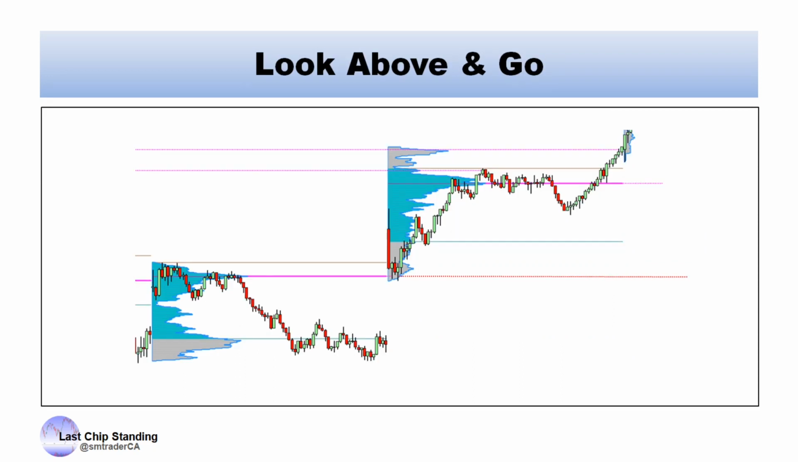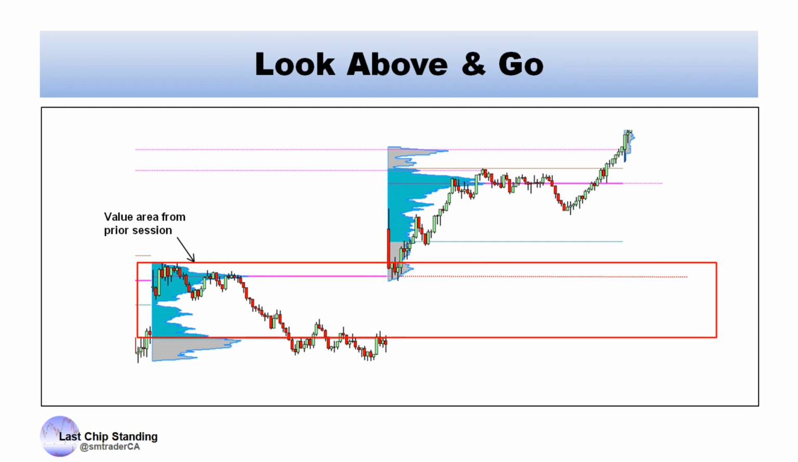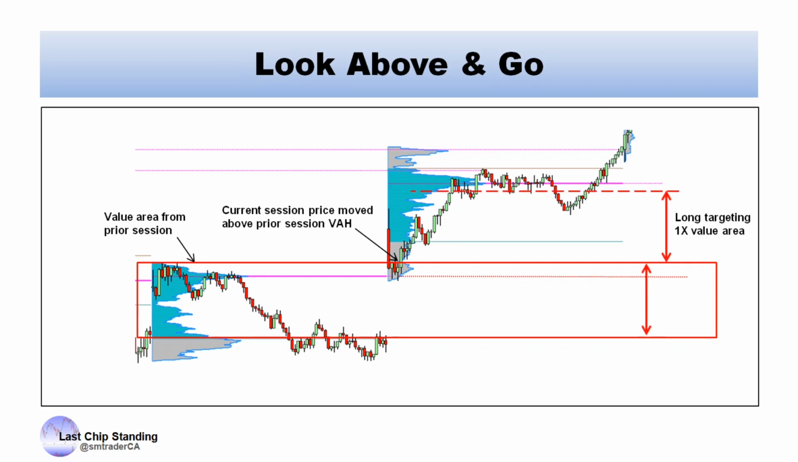Now let's take a look at the setup for the inside out strategy. First is the long setup called look above and go. Here is the value area from the previous session. Here, the current session price went above the previous session value area high, and that triggered a long. And the target for this is 1 time the range of the value area.